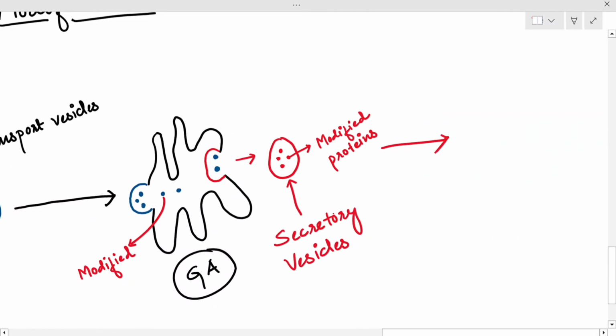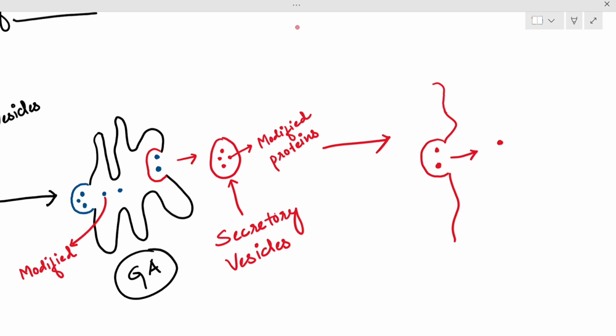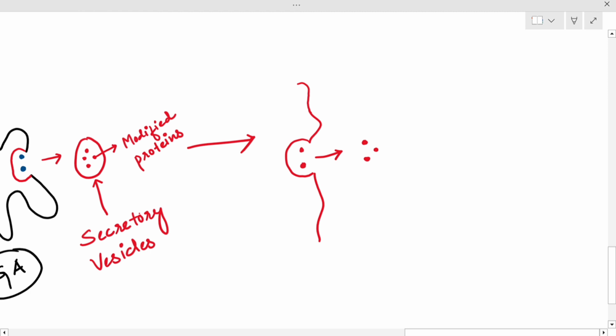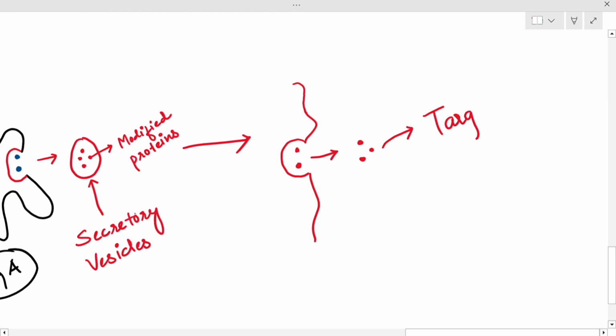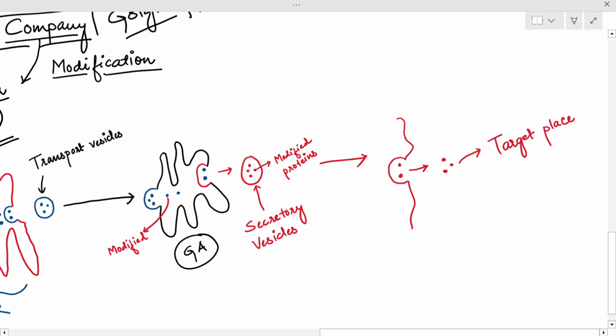Now these modified proteins will go to the outer membrane of the cell via exocytosis. This is the outer membrane of the cell. Via exocytosis, they reach the target place. Fine.